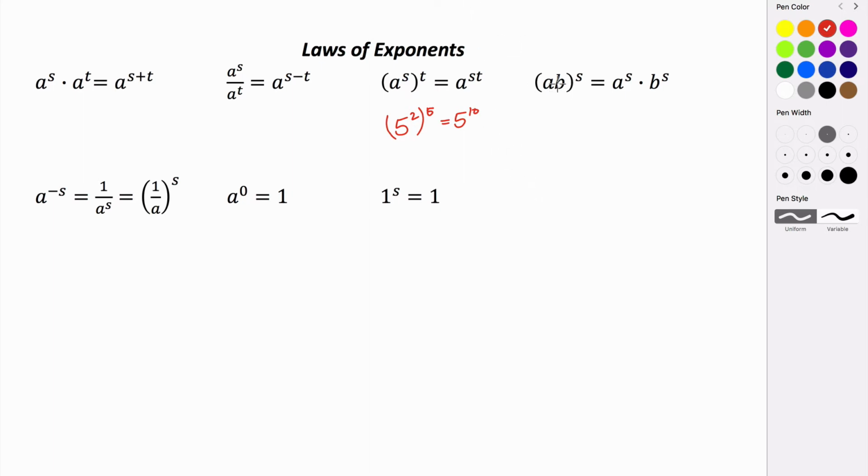This is saying that if you have a product, a times b, all of that being raised to some power s, then this power basically gets distributed into each of your terms. So it would be a to the s times b to the s.